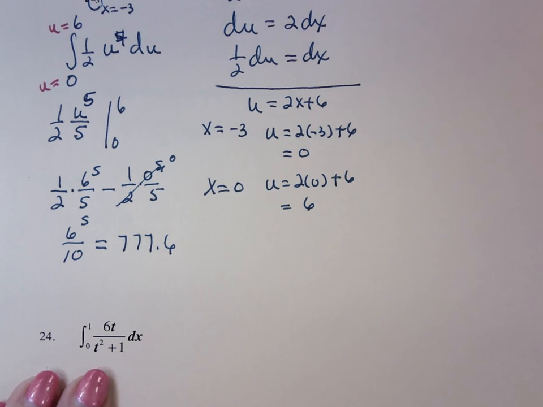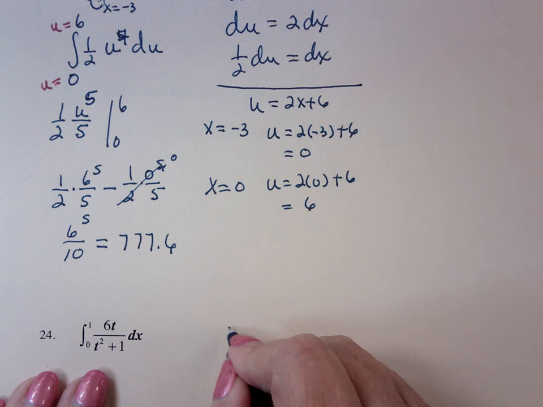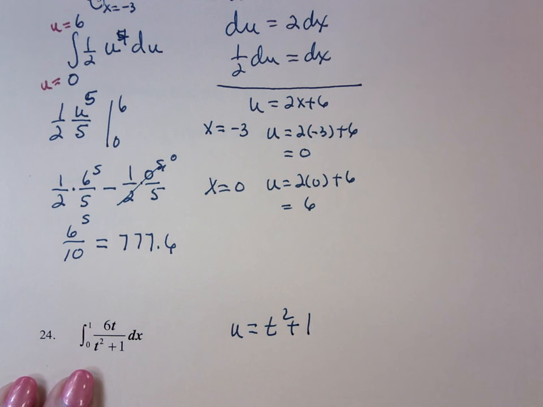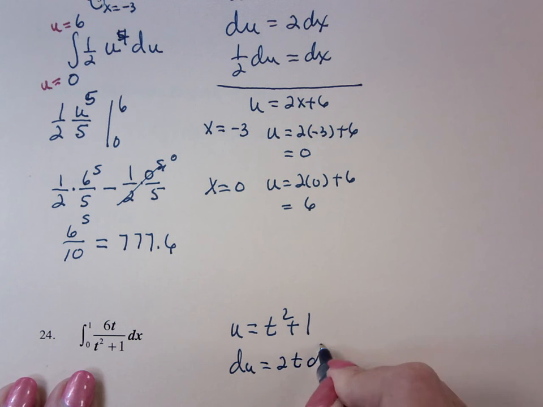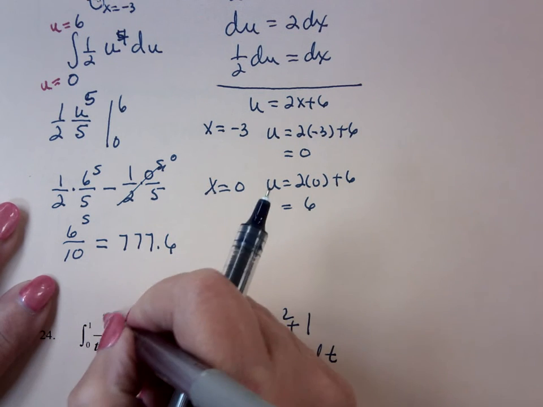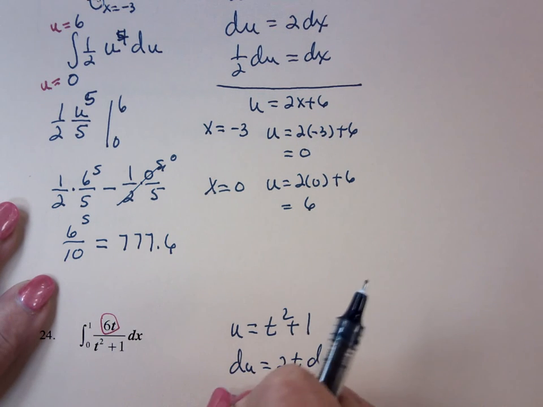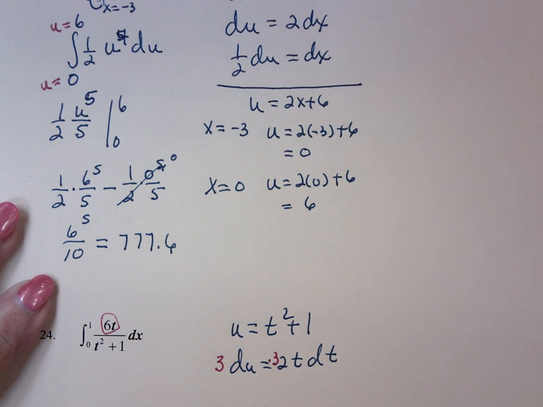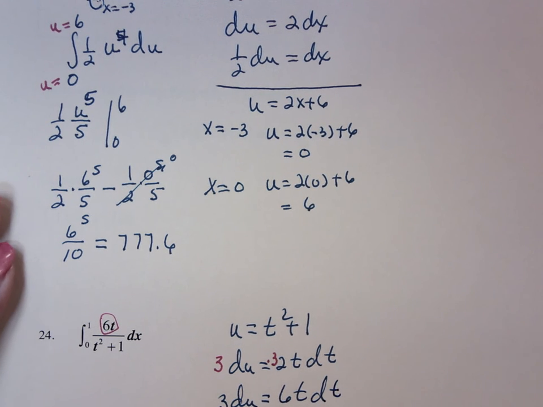Same thing on this one. In this case, u is equal to t squared plus 1, so that du is 2t dt. Now in this instance I have a 6t, so I could multiply both sides by 3, so that 3 du is 6t dt, a way of working that problem.